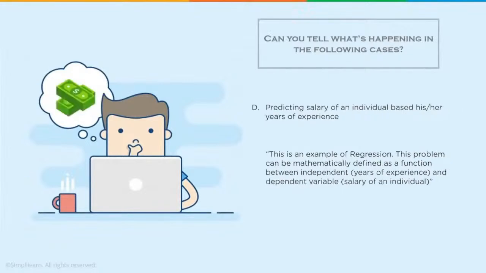D, predicting salary of an individual based on his or her years of experience. This is an example of regression. This problem can be mathematically defined as a function between independent variable, years of experience, and dependent variable, salary of an individual. And if you guessed that this was a regression model, give yourself a thumbs up.